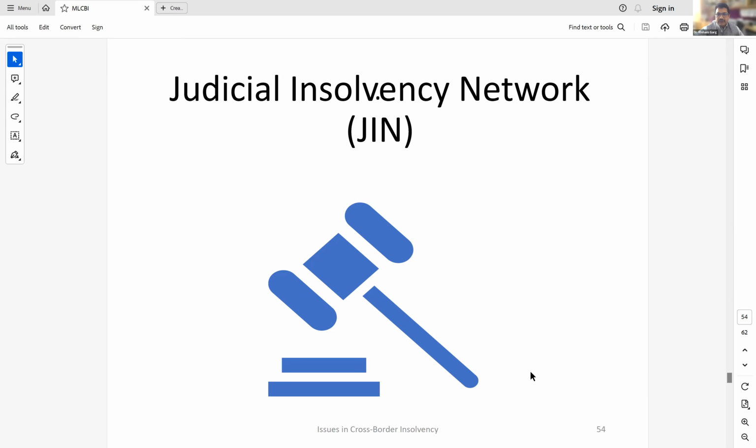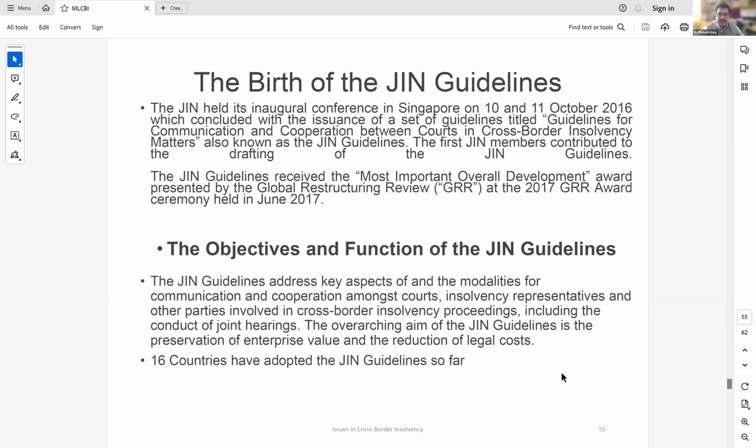JIN. So there are these Judicial Insolvency Network guidelines, the JIN guidelines, and the JIN held its inaugural conference in Singapore in October 2016, which concluded with the issuance of a set of guidelines titled Guidelines for Communication and Cooperation Between Courts in Cross-Border Insolvency Matters, also known as the JIN Guidelines. The first JIN members contributed to the drafting of the JIN Guidelines. The JIN Guidelines received the most important overall development award presented by the Global Restructuring Review at the 2017 GRR Award ceremony held in June 2017.